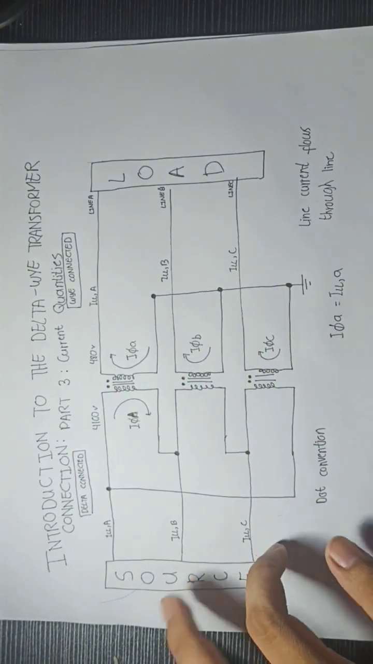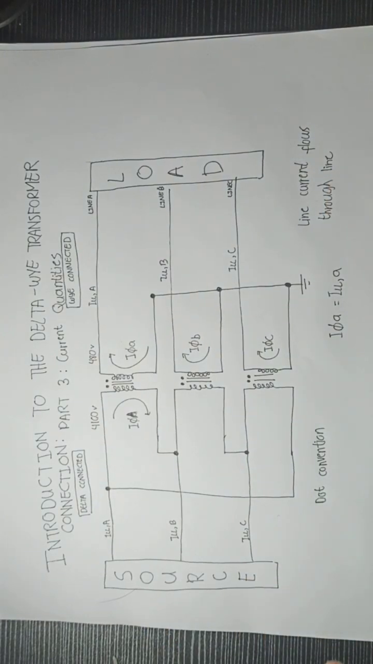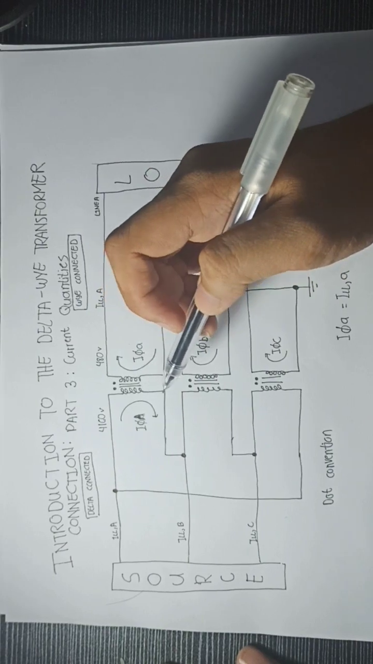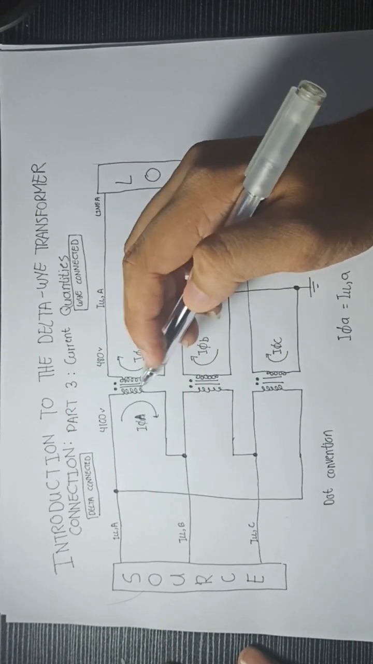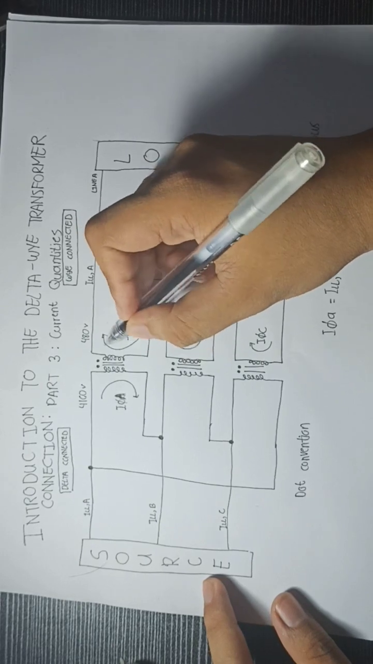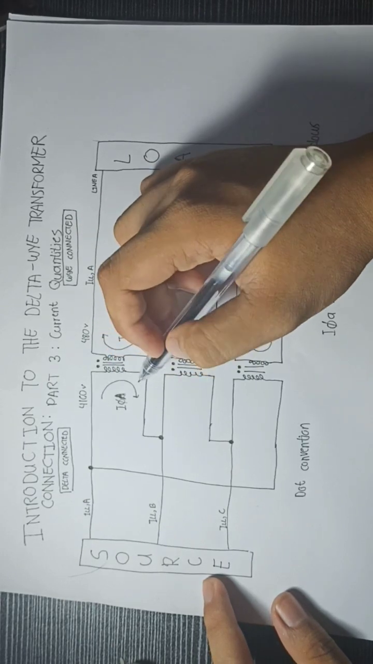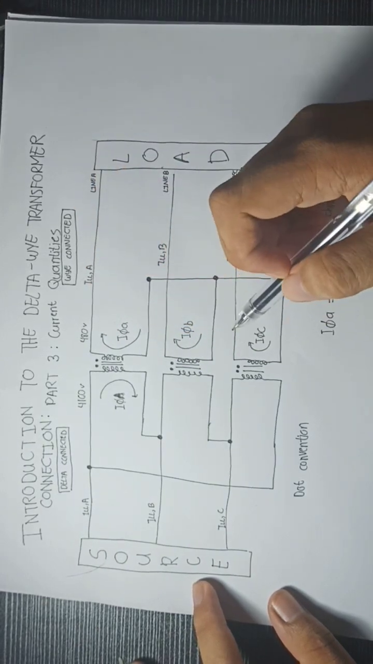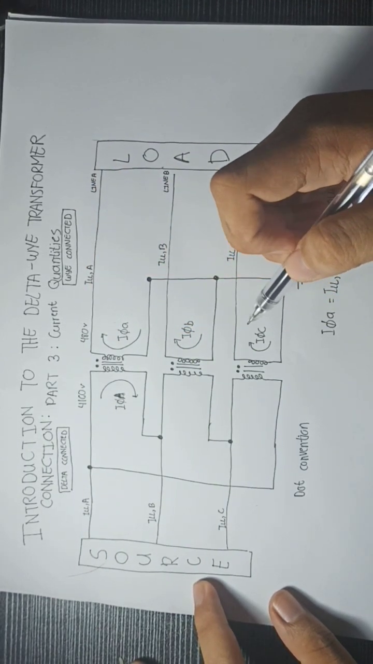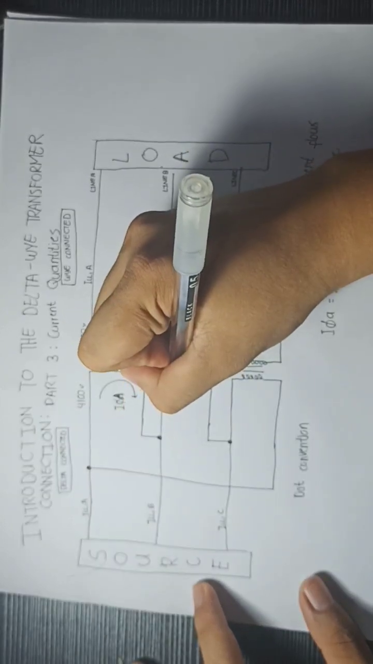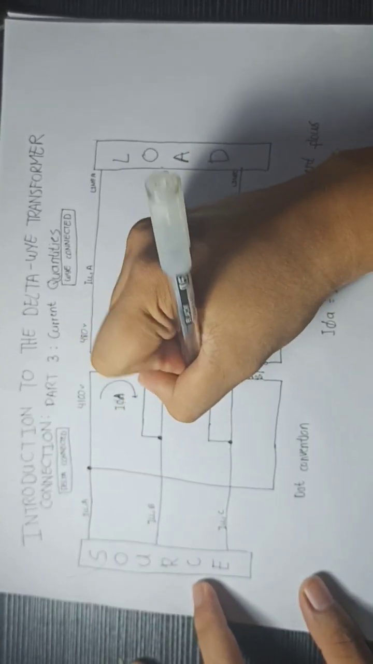We are simply following the dot convention. If current goes into the dot on one side, then the current must flow out of the dot on the other side. Here it flows out, while in the primary, it goes in. So that means phase A current and phase B current flow into the dot on the primary side. So A and B will flow into the dot.